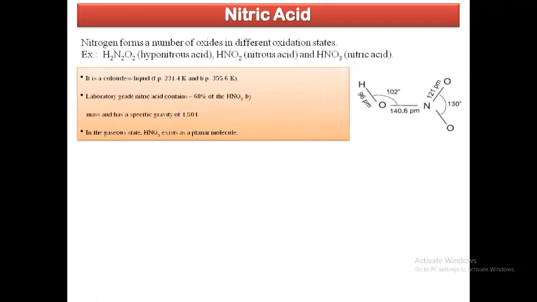The next compound of nitrogen is nitric acid. Nitric acid is a planar molecule in the gaseous state. Nitrogen forms a number of oxides in different oxidation states. Hyponitrous acid, nitrous acid, and nitric acids are some of the examples. Nitric acid is a colorless liquid with the freezing point 231.4 Kelvin and boiling point 355.6 Kelvin. It's a laboratory reagent which is 68% nitric acid by mass, having the specific gravity of 1.504.